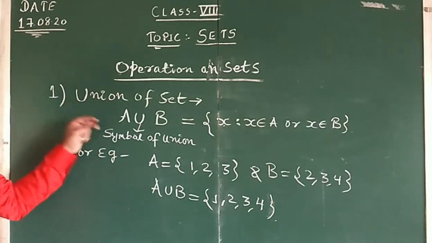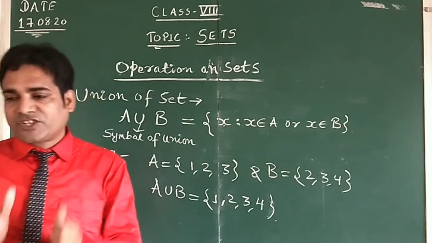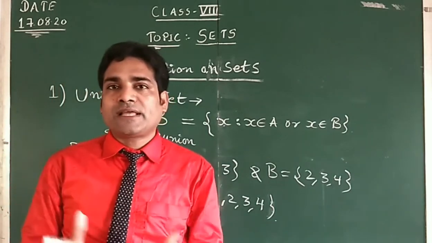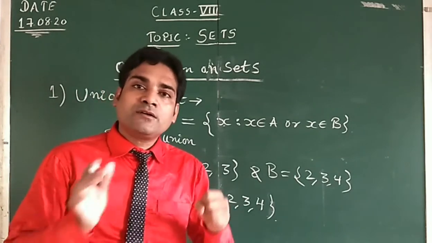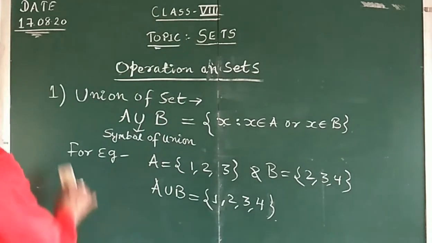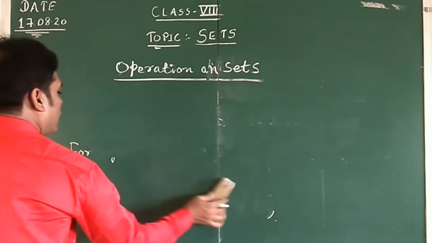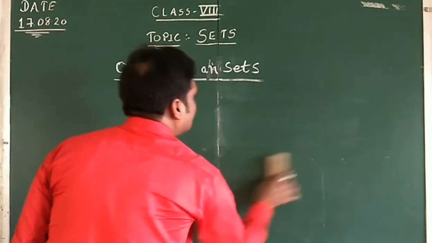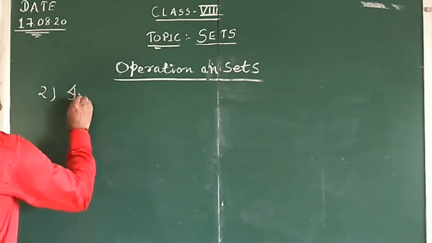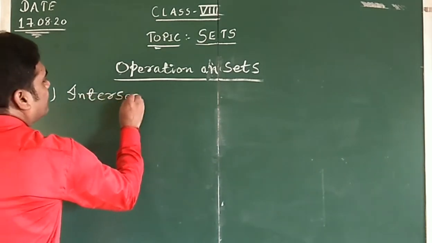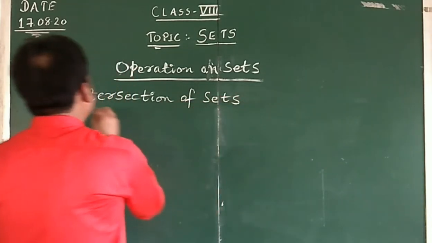What did I say, union of sets is what? The union of sets is the set of all elements consisting of those elements which belong to either A or B. Either A or B. Now, the second operation on sets is what? That is intersection. Intersection of sets. What is this intersection of sets?